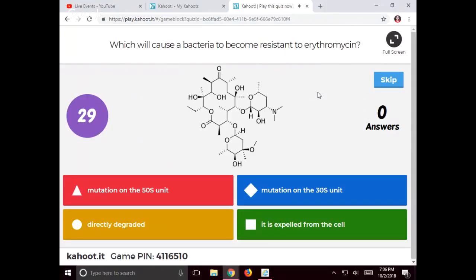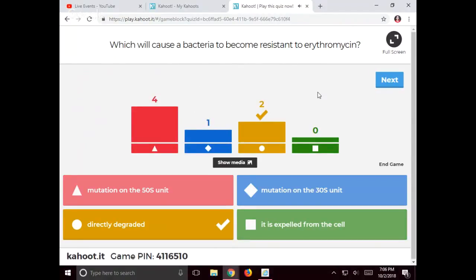Which will cause bacteria to become resistant to erythromycin. So, what happens to erythromycin? She mentioned this in class, and I think that she has it in her sub notes. So that's the structure of erythromycin. If you noticed a second ago, it's like a big ring. It has all those OHs all around that ring. There's like a hydroxylase or something, and it pops apart that ring. And once it pops apart that ring, it doesn't work anymore.